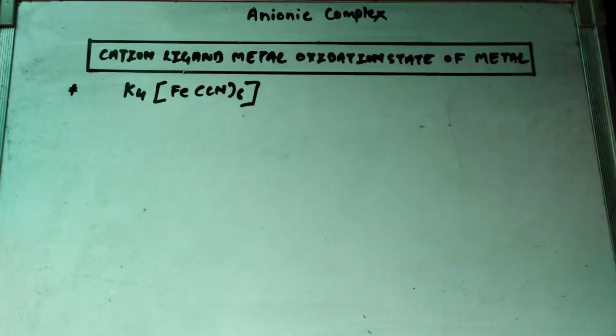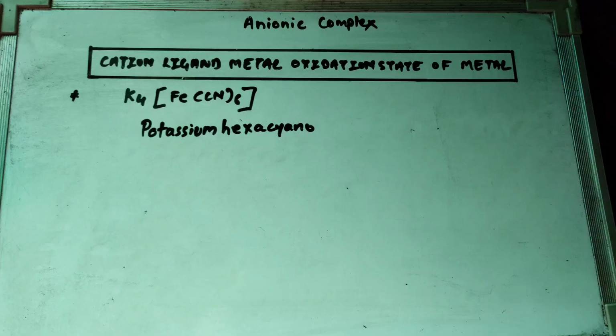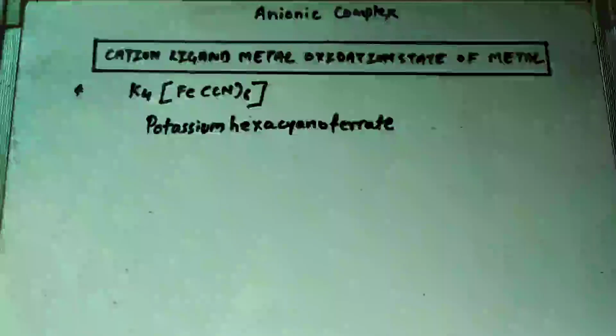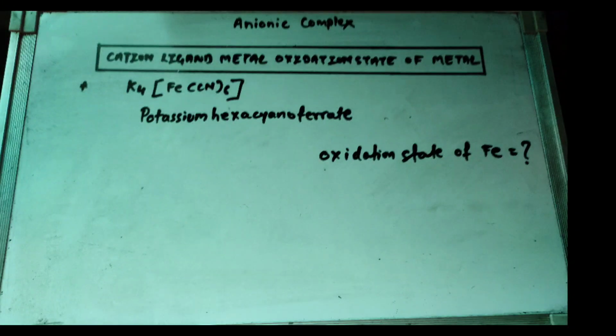Let's take an example. We have potassium ferrocyanide complex in front of us. In anionic complex, we name the cation first. Name of cation here is potassium. Name of cation is followed by name of ligand. Ligand here is cyanide. There are 6 cyanide groups, so we are going to use prefix hexa. So potassium hexacyano. Metal here is iron. Iron is named as ferrate in anionic complex. So potassium hexacyanoferrate. Now let's calculate oxidation state of iron.